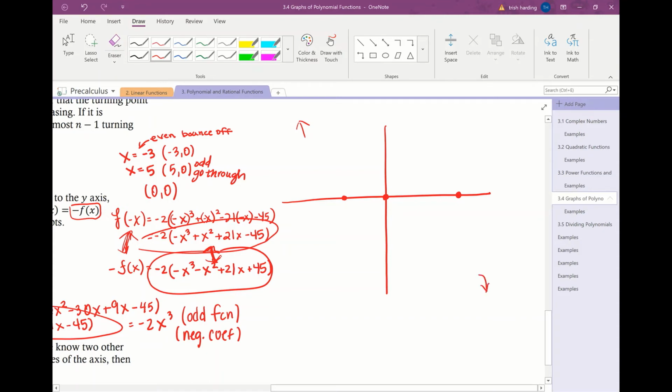So now I'm going to determine inflection points. So remember, it just goes through right at 5. And at -3, it is just going to bounce off. So now I need to determine what my intervals are. What's positive, what's negative. So pretty much plotting points.